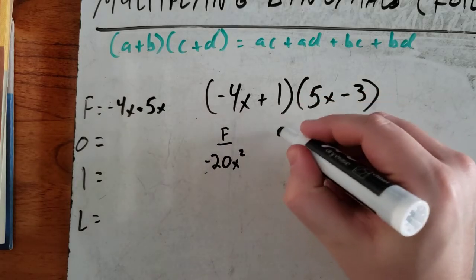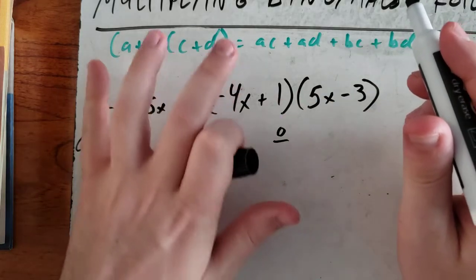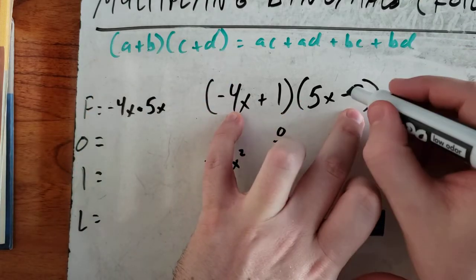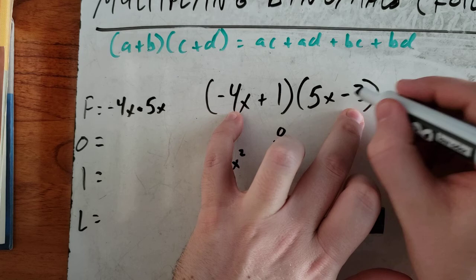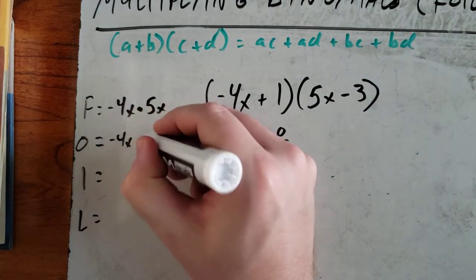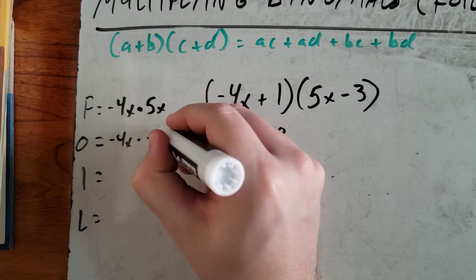Our O, what's our O? Our outer terms, right? Our A term and our D term. Negative 4x here times a negative 3. Remember, our minus sign here goes with this 3 to make negative 3. So we have negative 4x times negative 3.